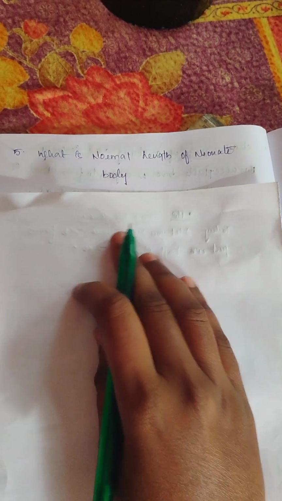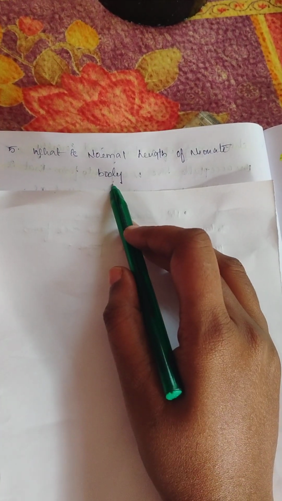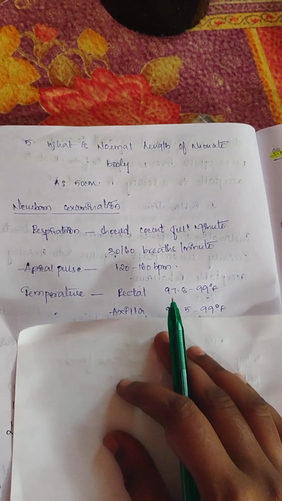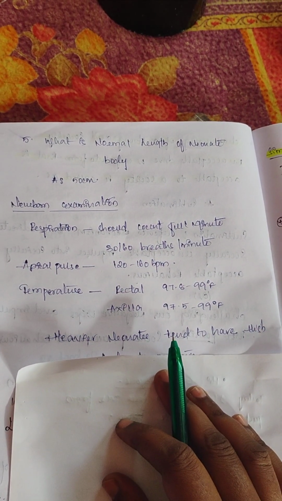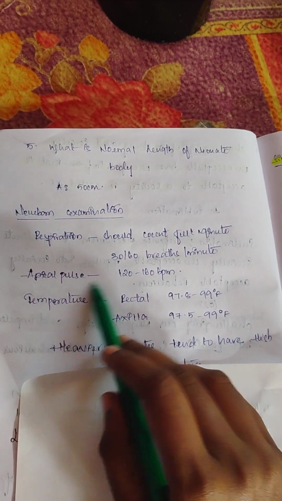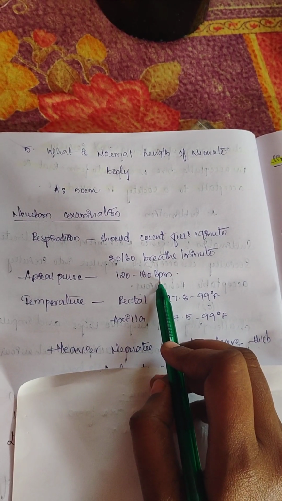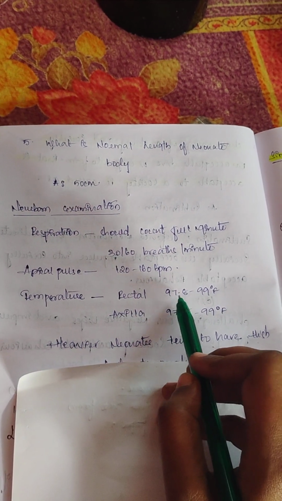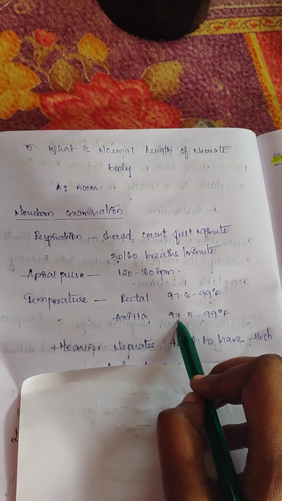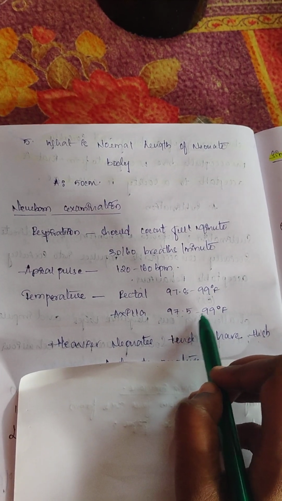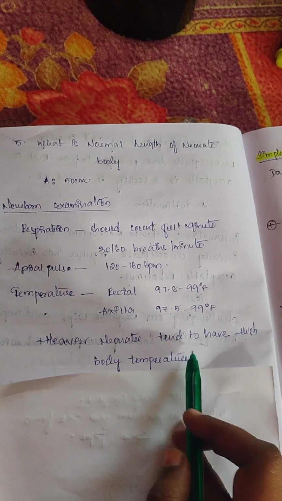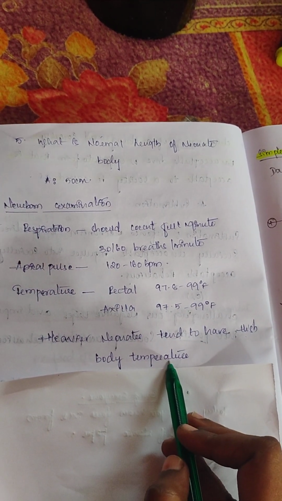Okay, next question. What is the normal length of the neonate body? The answer is 50 centimeters. Here some parameters are also there. The normal respiration rate is 30 to 60 breaths per minute, and apical pulse 120 to 160 beats per minute. Temperature 97.8 to 99 degrees Fahrenheit. Axillary temperature 97.5 to 99 degrees Fahrenheit.